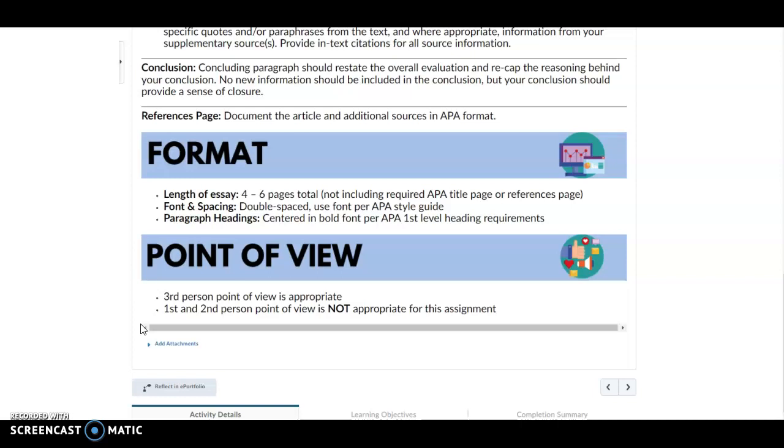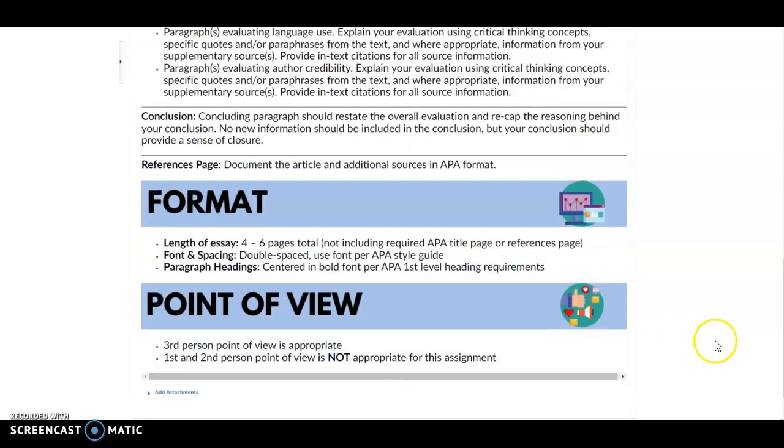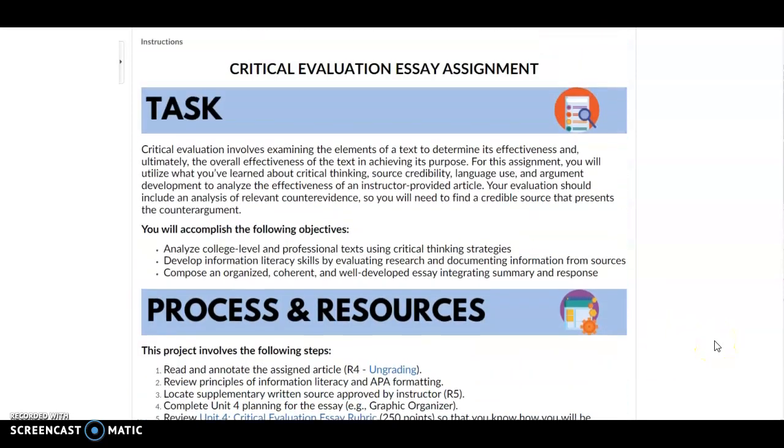That means that you can't say, I think the author is effective, or I believe, or my opinion is, or in my opinion, or in my article. So make sure that you're being really careful to only use third person point of view. And that means you can say things like he, or she, or they, or the author, or students, or teachers, or parents, or society, or people. But you just can't talk about yourself, and you can't say you or your as though you're talking to the audience. So that's what you need to know about the assignment instructions.